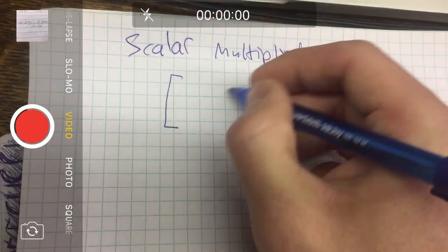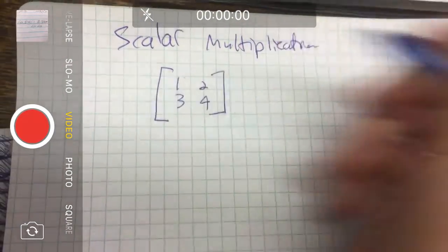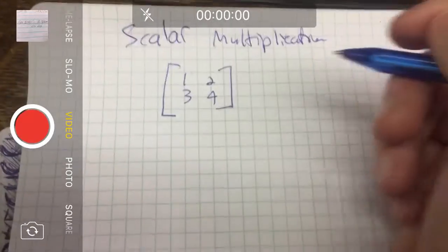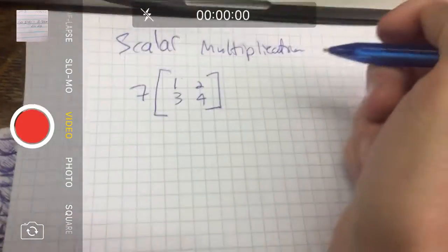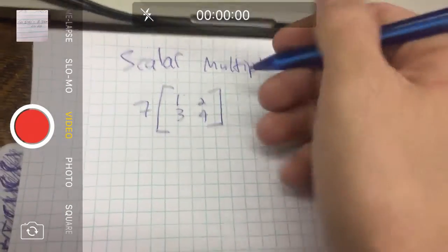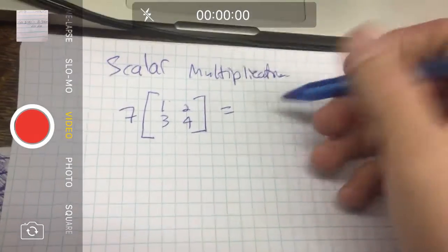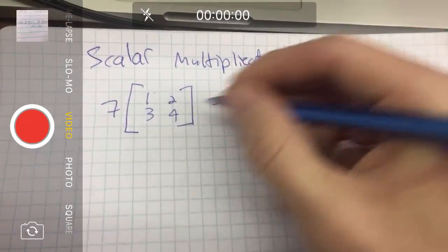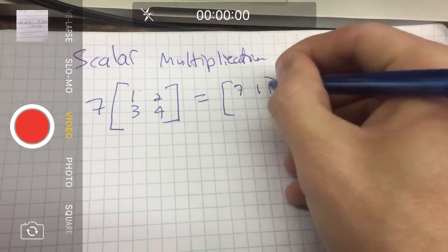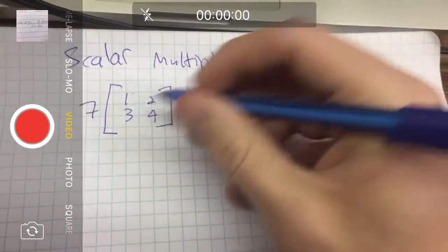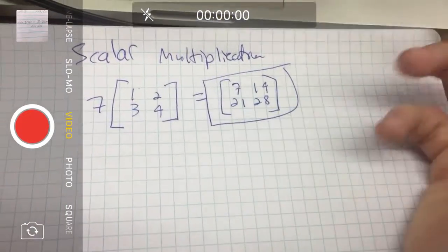So you'll have a matrix, and if you notice, I like using this one right here, 1, 2, 3, 4, and you put a number out front of it, say like a 7. That's scalar multiplication, and it's really simple. It just means multiply everything in the matrix by 7, and that's it. So 7 times 1, 7. 7 times 2, 14. 7 times 3 is 21. 7 times 4 is 28. And that's the answer. That's it.